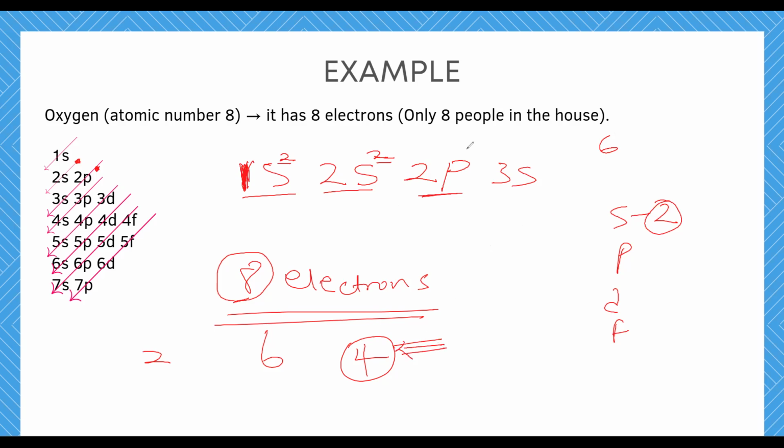Is 4 less than 6 or greater than 6? Less than 6. So that means 4 can comfortably stay here. We will put our 4 here. And then this one that is here, we don't need it. We'll just clean everything out. So this is the electronic configuration for oxygen. 1s2, 2s2, and 2p4. Do you know what this means?